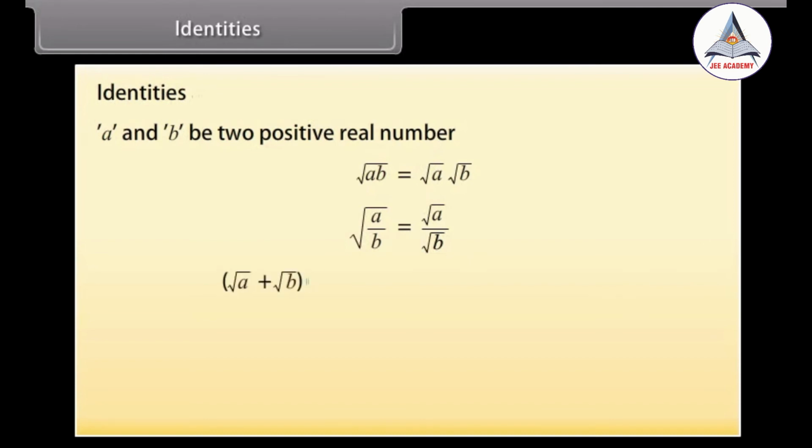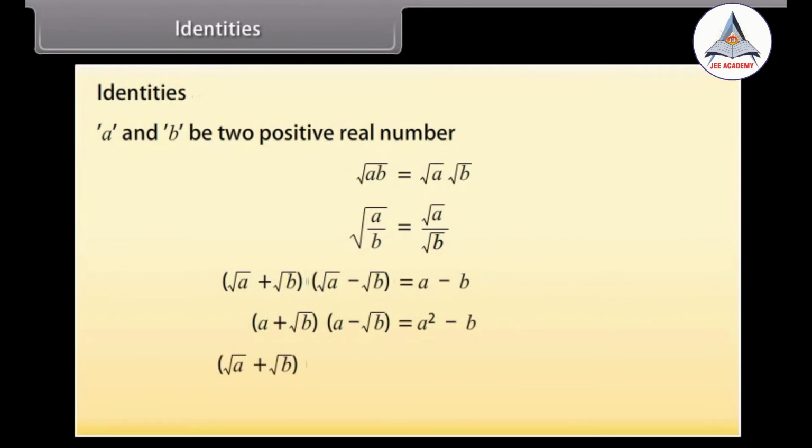Square root of a plus square root of b multiplied by square root of a minus square root of b gives a minus b. A plus square root of b multiplied by a minus square root of b gives a square minus b. Square root of a plus square root of b into square root of c plus square root of d is equal to square root of ac plus square root of ad plus square root of bc plus square root of bd.